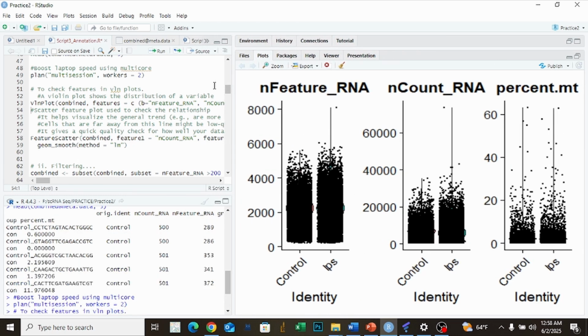This is our data. We didn't do any filtration or anything extra. Our data indicates nFeature less than 6,000 and more than 4,000, in between around 5,000, we can say, while nCount is near about 20,000, and percent MT, if we look at it, is near about 5 to 6, or simply we can say 10.